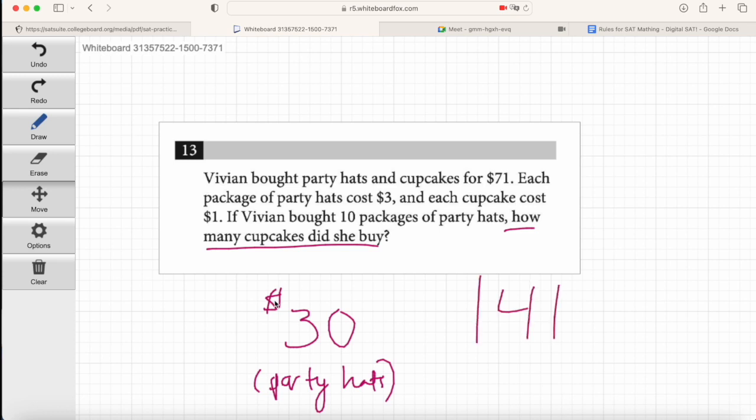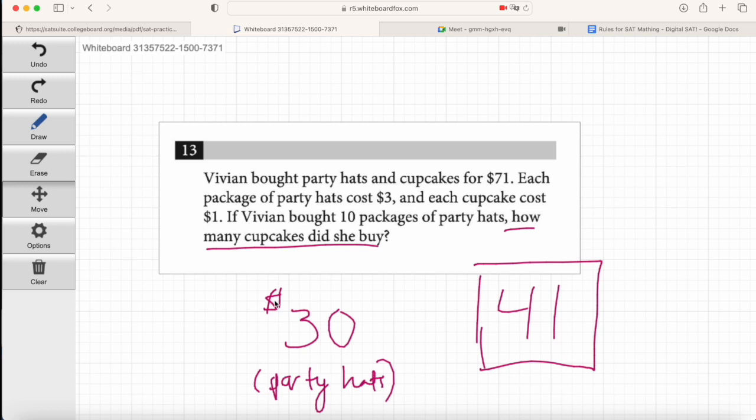No variables, nothing fancy, no systems of equations to mess up, no algebraic operations to mess up, just logic. I mean, is there any doubt about this? I haven't looked at the answer key yet, but is there any doubt that we're talking about 41 cupcakes? Yeah, it's going to be 41. It's got to be 41. That's it. Let me double check here.